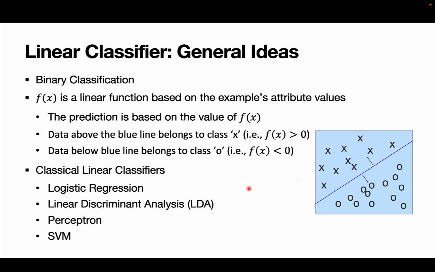Here's a summary slide about binary classification. We have f of x, which is a linear function, and the prediction is based on this f of x. If f of x is greater than 0, then we get one class, and if f of x is less than 0, then we get the other class. Some classical linear classifiers are logistic regression, linear discriminant analysis (LDA), perceptron, and support vector machine.